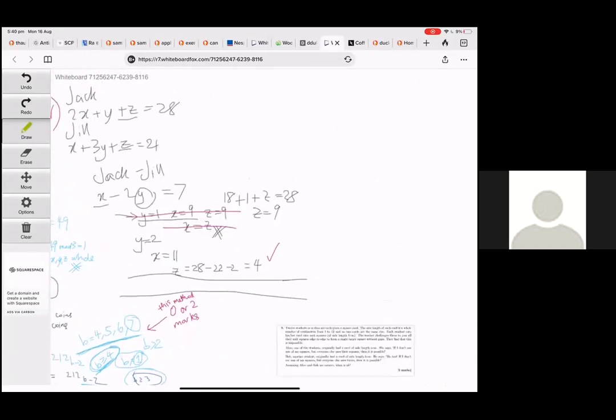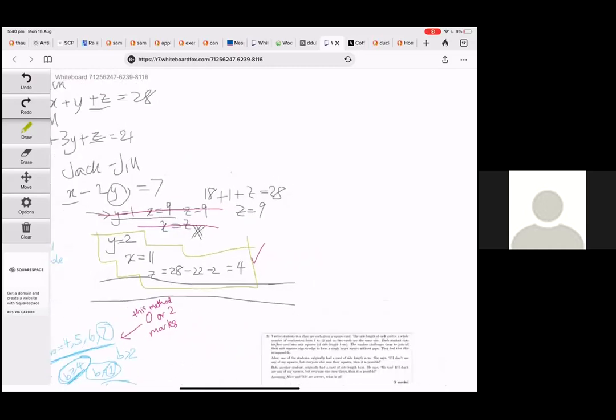I'll just highlight the answer. Oh yes, remember to answer the question. So the question would be answered by actually giving the value of Ginny's bag, which is 17.